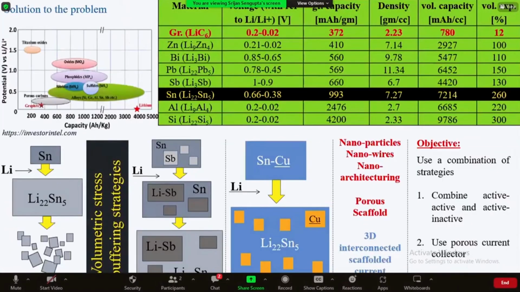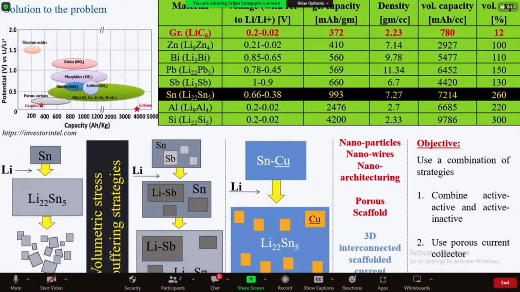So what I did, actually, is I replaced our graphite anode with different types of metallic anodes like tin, antimony, lead, bismuth, this kind of anodes. If you see their gravimetric capacity, the by-weight capacity, it is almost 3 times that of graphite, if you see tin. And the volumetric capacity is almost 8 to 9 times higher than that of graphite.